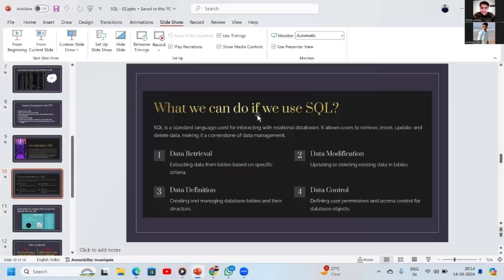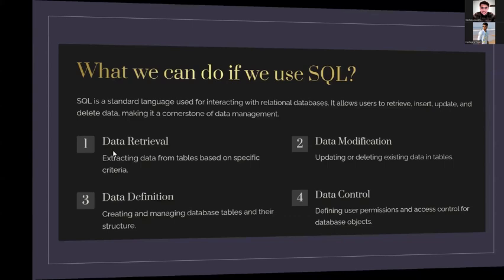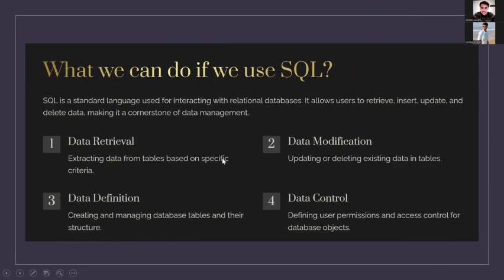I am discussing what we can do if we use SQL. These are the features provided by SQL: data retrieval, data modification, data definition, and data control. So, what is data retrieval? Extracting data from tables based on specific criteria. While working with SQL, we provide some criteria, and according to that criteria, SQL will extract some data from our database. This is how data retrieval is generally performed over relational databases.